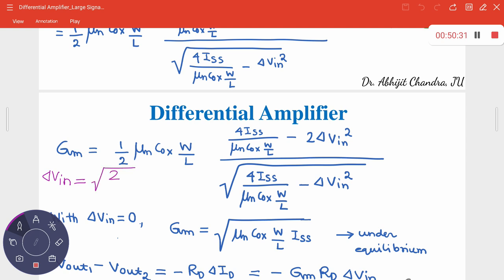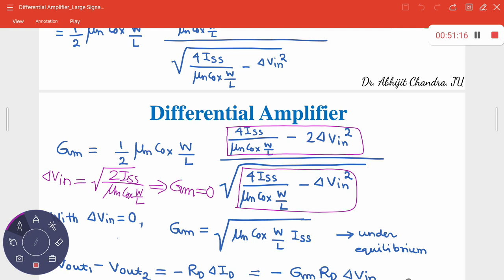This time you have 2 ISS upon mu n C ox W over L. Last time what we got? When delta V is equal to this much, then it implies GM is 0. No, you just consider the numerator. Which one is larger? The denominator is larger. So obviously, as you increase this V in, this particular thing is smaller as compared to this one.